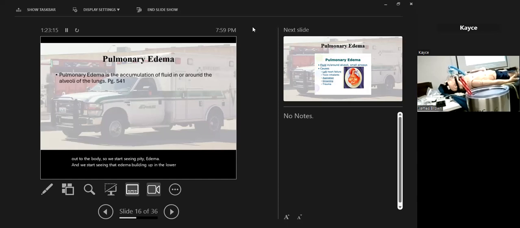And so left-sided heart failure always leads to right-sided heart failure. Because eventually that fluid not only builds up into the lungs, it starts getting pushed back into the right side of the heart, and eventually it's going to lead to right-sided heart failure. Right-sided heart failure may not necessarily lead to left-sided heart failure, but you always see that pedal edema going on.